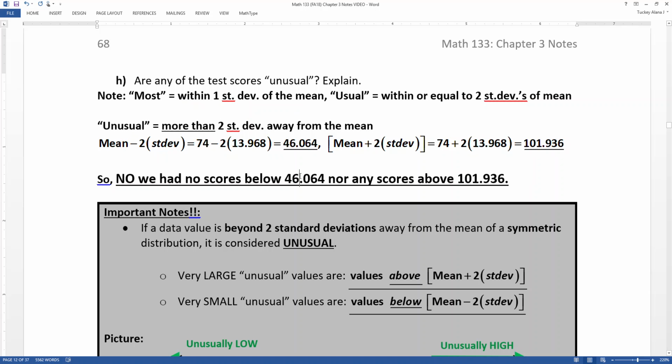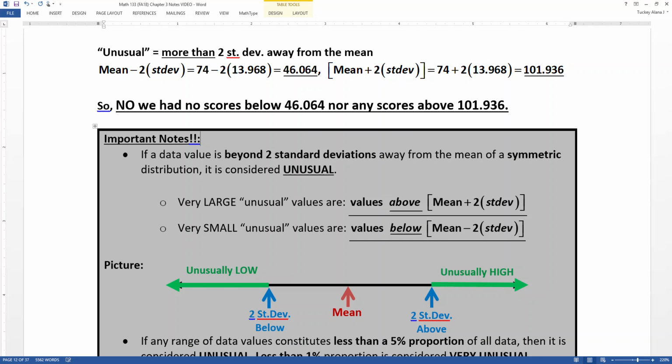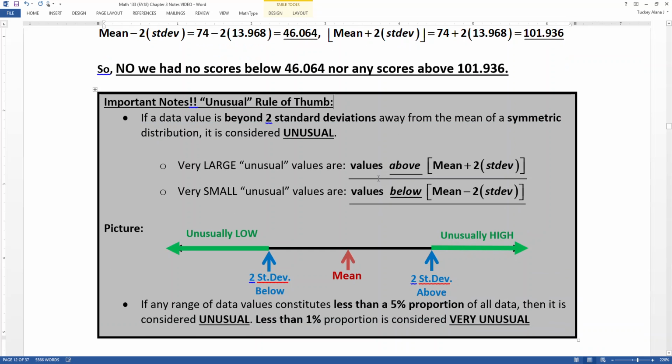And keep in mind, this is not set in stone. This is just kind of a rule of thumb, right? Which means it's not a perfect rule. This is just kind of how the standard interpretation goes, but there might be reasons in your data set, for whatever reason, not to make it 3 standard deviations or to make it 1 or whatever. But for our purposes, for our course, we're going to stick with 2 for the most part. So within 2 standard deviations is usual, and past 2 standard deviations is unusual.